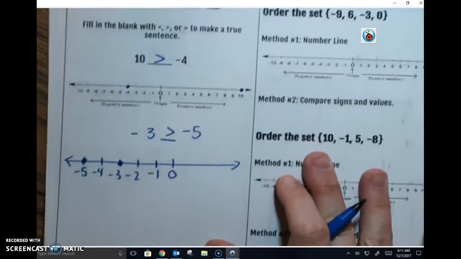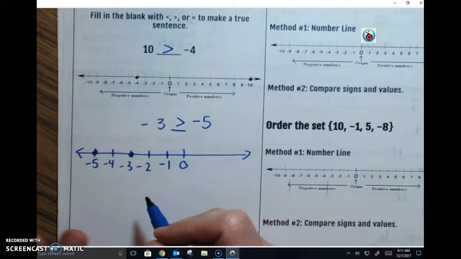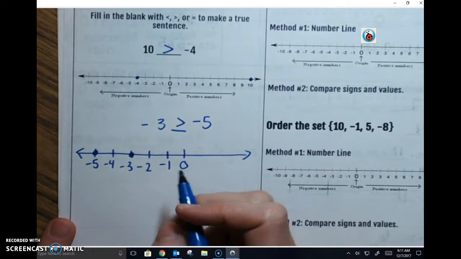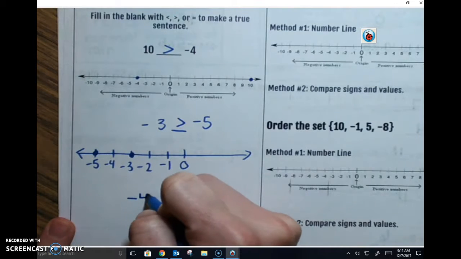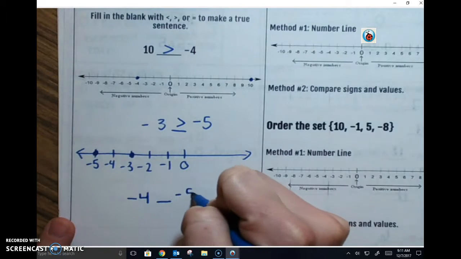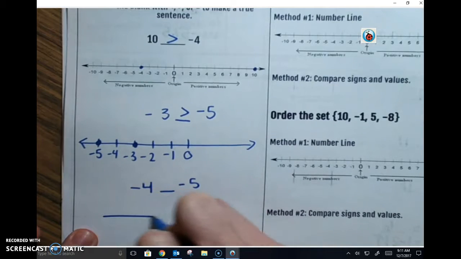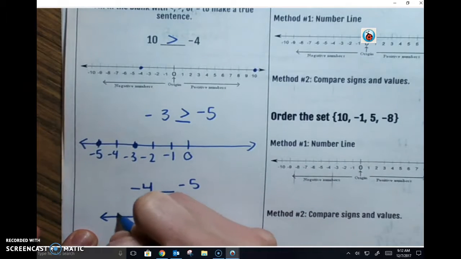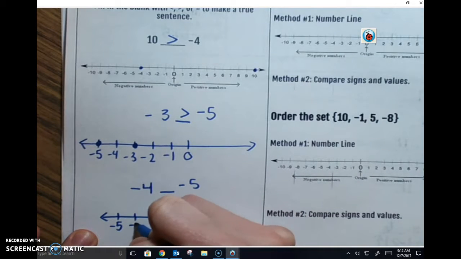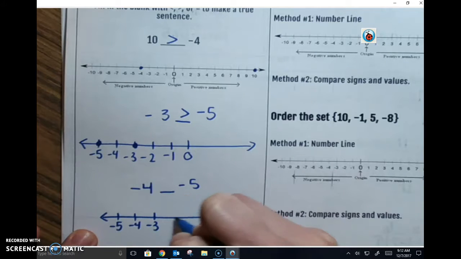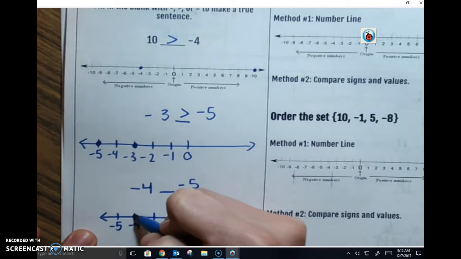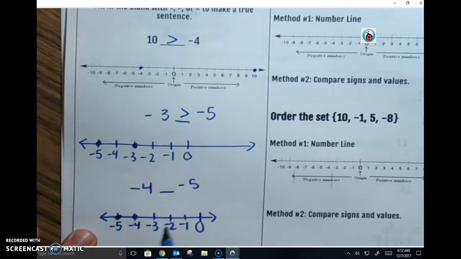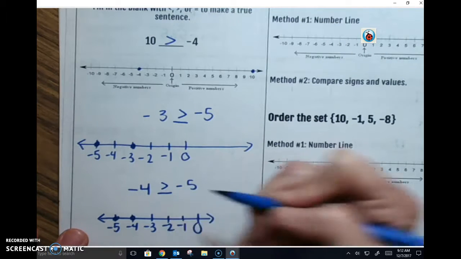We're going to come back over here. We're going to do one more. And we're going to do negative 4 compared to negative 5. So we'll draw our number line. We need to get to negative 5. So negative 5, negative 4, negative 3, negative 2, negative 1, and 0. We put our negative 4 on, and then negative 5. Negative 4 is farther to the right-hand side, so it is larger than negative 5.